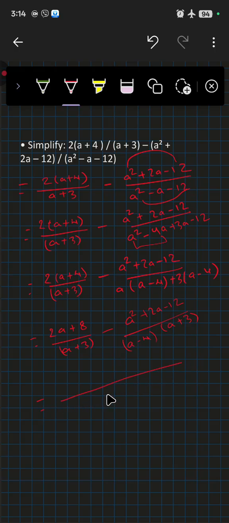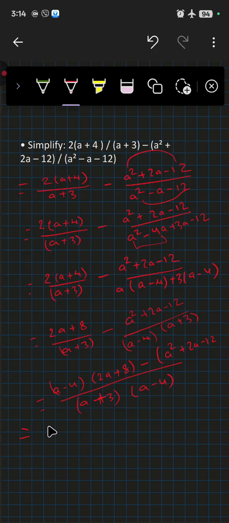What is going to be the LCM? A plus 3 into a minus 4. So a plus 3 is matching. Now a minus 4 will multiply to this. So a minus 4 will multiply to 2a plus 8. Similarly, this one is all the same, that is why the numerator is written same to same, only the sign will be changed. As the minus sign is in the middle, the sign will be changed.